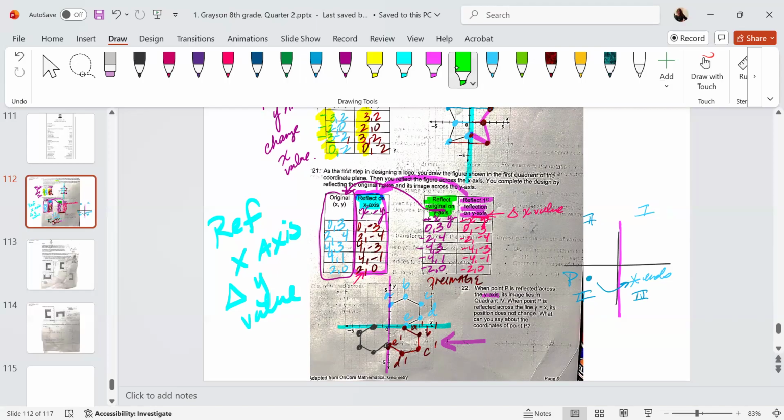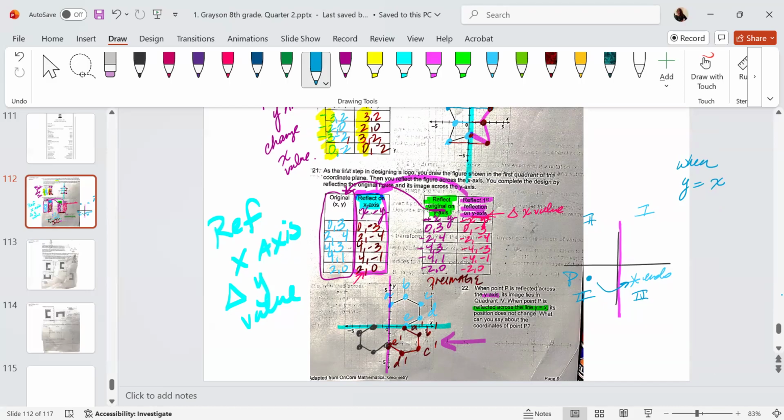But then it gives you another clue. When point P is reflected, read it please. When point P is reflected across the line y equals x, its position does not change. When y equals x, correct? This is a line, y equals x. Well, if y equals x, then your point is exactly the same, correct? Its position does not change.